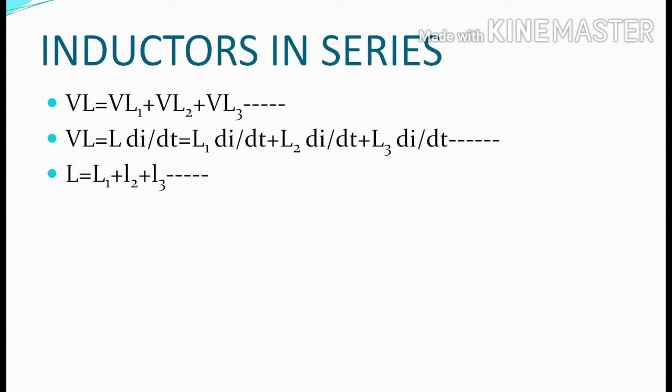And the voltage across an inductor VL equals L into di by dt. So from this, di by dt is taken common. As I is common, di1, di2, di3 are all equal to di by dt. V equals L into di by dt equals L1 into di1 by dt plus L2 into di2 by dt and so on.